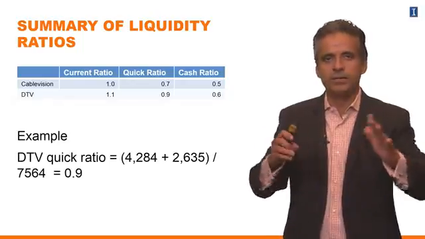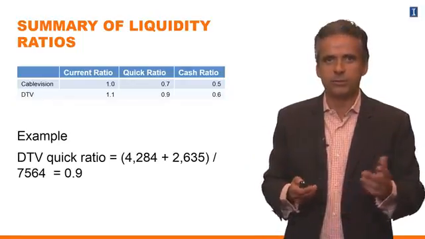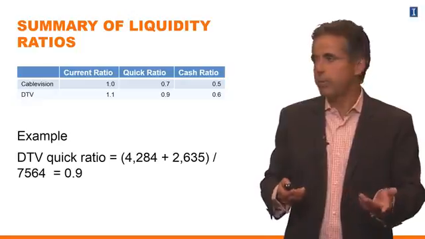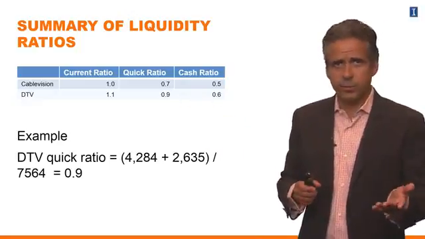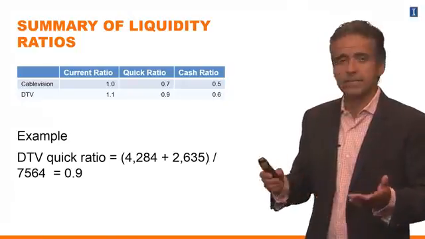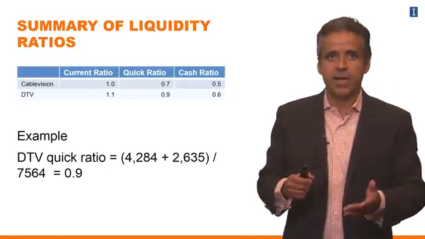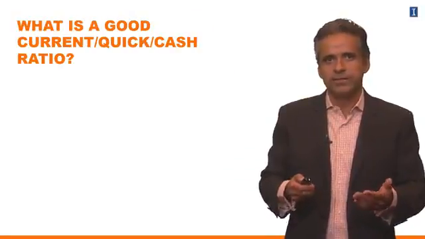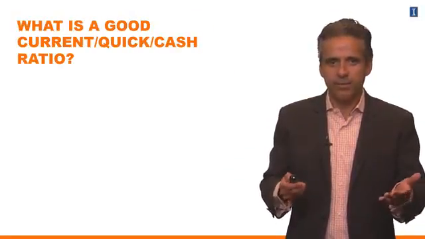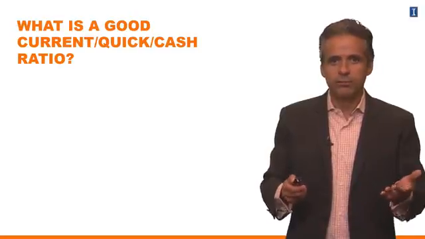Now let's compare these 2 companies that are in the same industry. Okay, so those are the liquidity ratios, right? You can see that if you look at this comparison, it's easy to see that DirecTV has higher ratios, has more liquidity than Cablevision has. Okay, since we're talking about that, let's think about the following question: what is a good ratio?